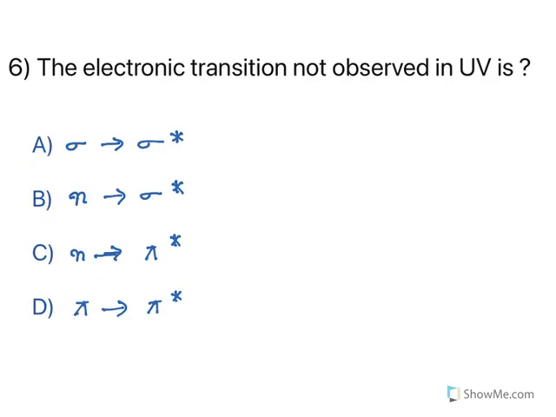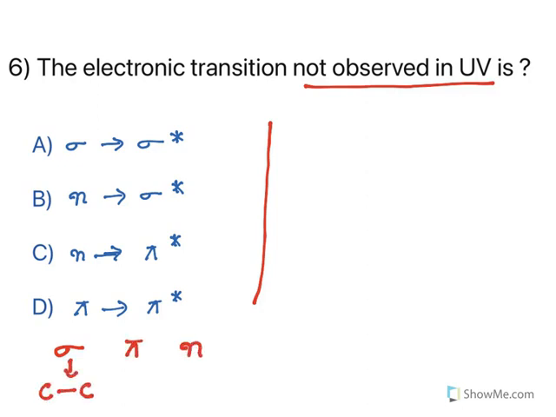Now the electronic transition not observed in UV is. Let us understand about electronic transitions. Now see, we have three different kinds of electrons: sigma electrons, pi electrons, and n electrons. A single bond is formed by a sigma bond, and the electrons which participate in this bonding are known as sigma electrons. Whereas in a double bond, one bond is sigma and another one is pi bond, and these electrons are known as pi electrons. Whereas n electrons are non-bonded electrons which are present in heteroatoms like nitrogen and oxygen. They have got lone pairs of electrons. They are known as n electrons.